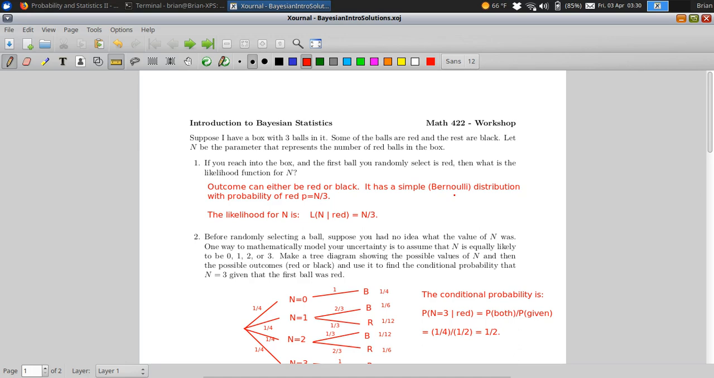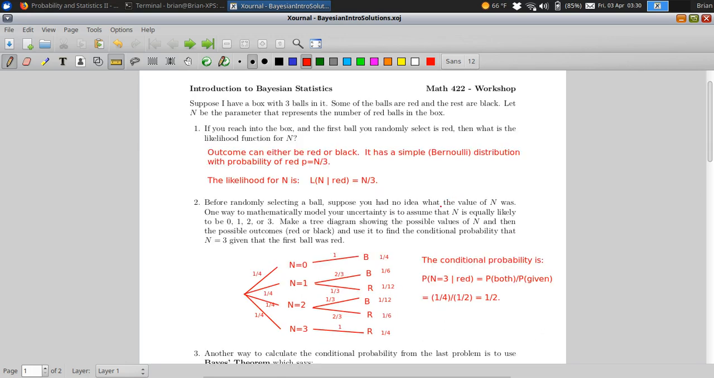Okay, the second question says, now make a tree diagram assuming that the possible values that n might have are all equally likely, which just basically says we don't have any clue what n is, so we're saying maybe it has an equal chance of being anything from 0 up to 3 red balls in the box. And then we're going to use this tree diagram to talk about the probability of something happening.